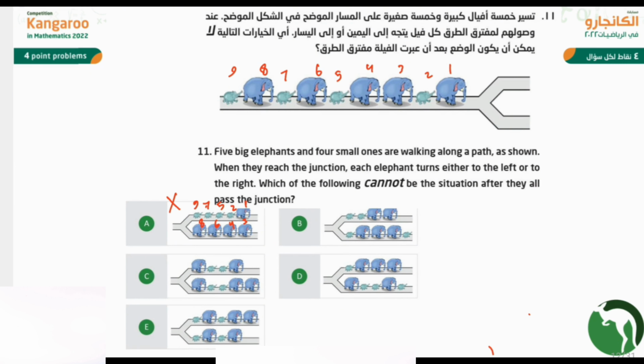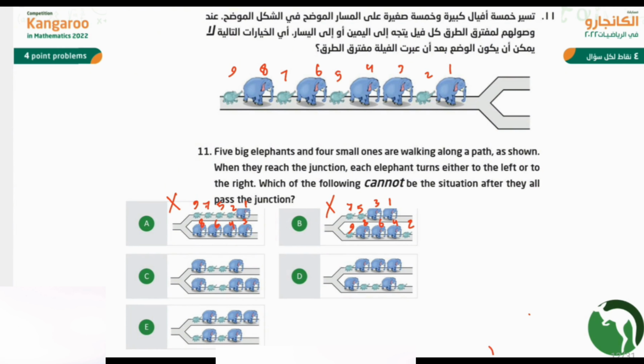Now let's check B. Now in B we have here 1, this one is 2. Now we can give this one 3 and here 4. Now we have this one as 5, 6, and then 7, and then 8, and then 9. So also this one is a possible answer. So this one cannot be the answer that we are looking for.